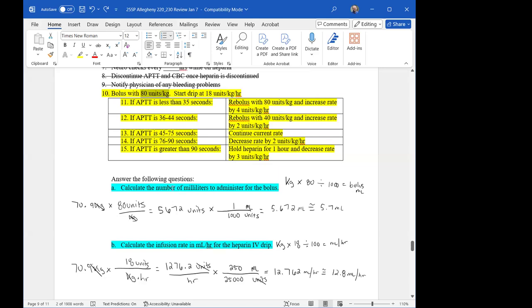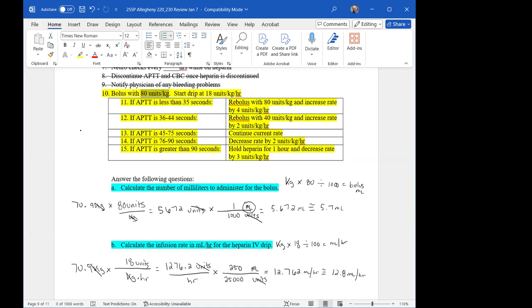If this question said calculate the number of units to administer for the bolus, you'd be done, but they don't ask that. They're actually asking how many milliliters. So you have to convert units to milliliters. Not a big deal. All we do is find a conversion in order to eliminate units, which we did here, and then cross out. So we got rid of units, and we're left with milliliters.